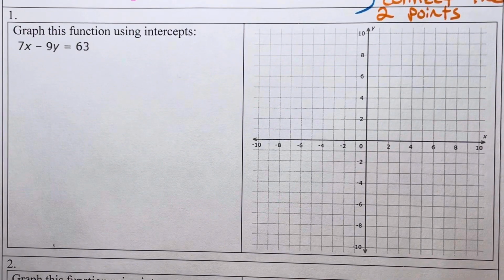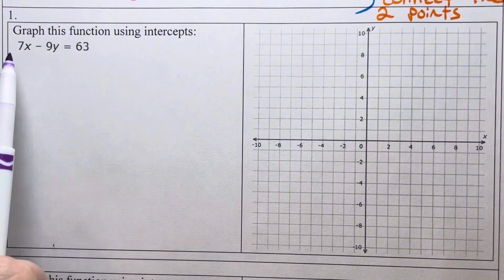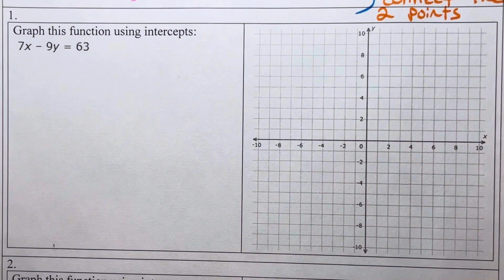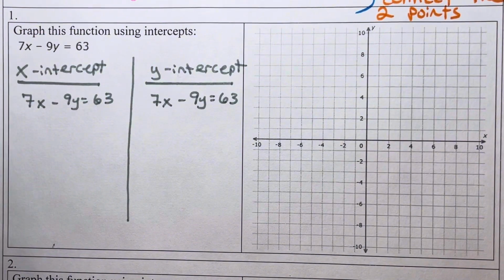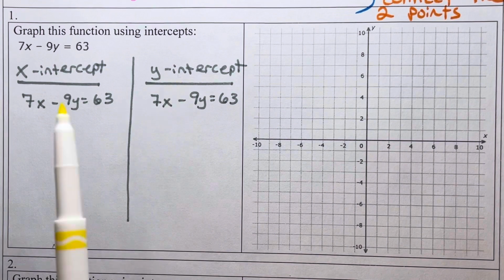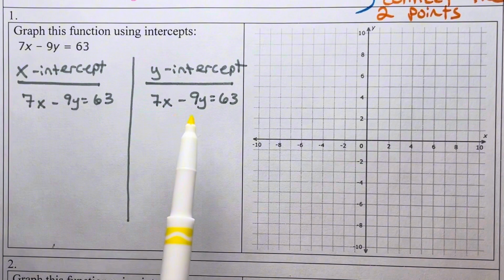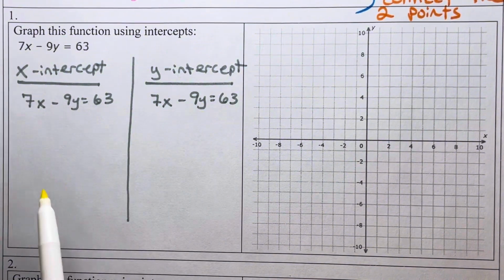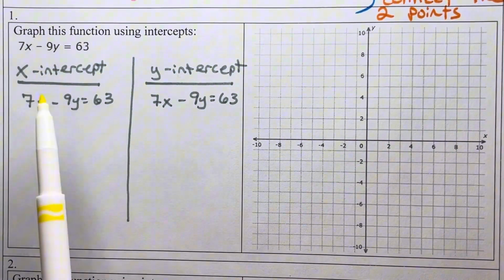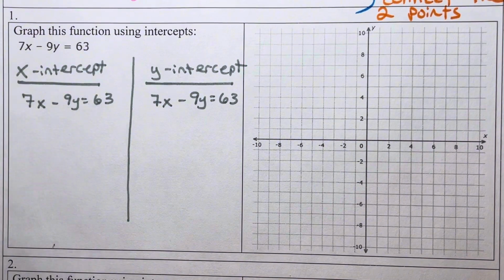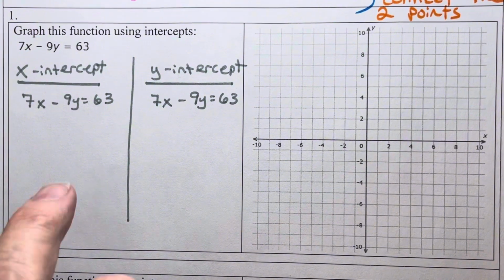Example 1. Graph this function using intercepts, where 7x minus 9y is equal to 63. Knowing that we have to find both the x-intercept and the y-intercept, it's just a smart move, a good idea to give yourselves organized space, lots of space, to find both of your needed intercepts. So let's start with our x-intercept. Step 1, cover the letter that you don't need. Well, if I'm solving for the x-intercept, then I don't need the y.